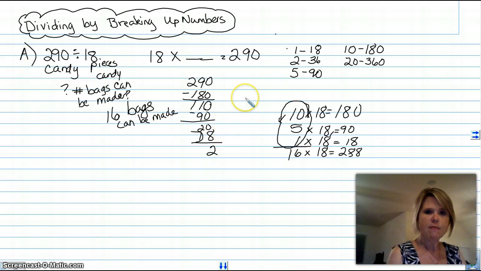Alright, so hopefully that made sense. So to check this, you would say 16 times 18 is 288, and then plus the 2 that you got for the remainder. So your answer really is 16 remainder 2.